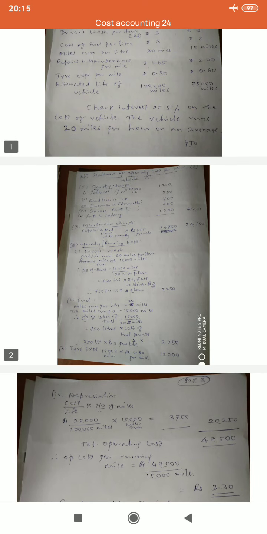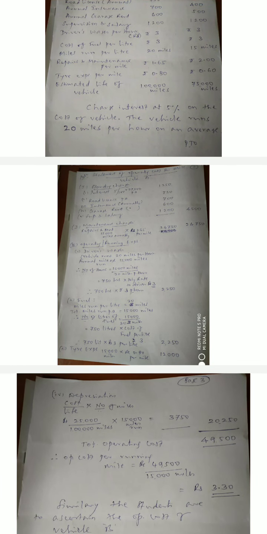A slightly distinct problem, quite apart from the earlier problems. Direct wages per hour is given at the rate of 3 rupees for vehicle A, and for B also it is rupees 3 per hour. Cost of fuel per liter is given as rupees 3. Then miles run per liter: 20 miles in the case of A and 15 miles in the case of B. Further, repairs and maintenance per mile is also given. For vehicle A it is 1.65, for B it is rupees 2. Tire expenses per mile: A 80 paise, B 60 paise. Further, estimated life of vehicle A is 1 lakh miles, B 75,000 miles.